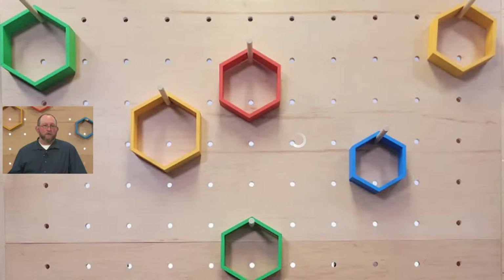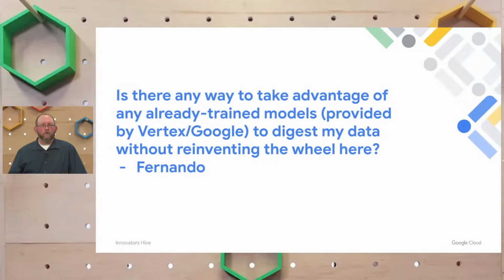Is there any way to take advantage of already trained models provided by Vertex to digest my data without reinventing the wheel? If I understand the question, the act of tuning the model is essentially that you are taking already trained models that are provided by Google or by your preferred third-party provider, and then you are tuning them or enhancing them using your data. So you are making them more specific for your use case, for your population, for your staff, for your customers. That's exactly what that process of tuning is. And we've got a tremendous number of customers who are doing that already.